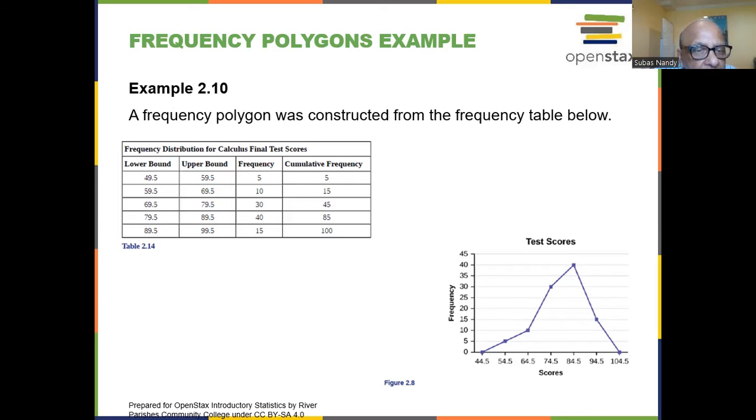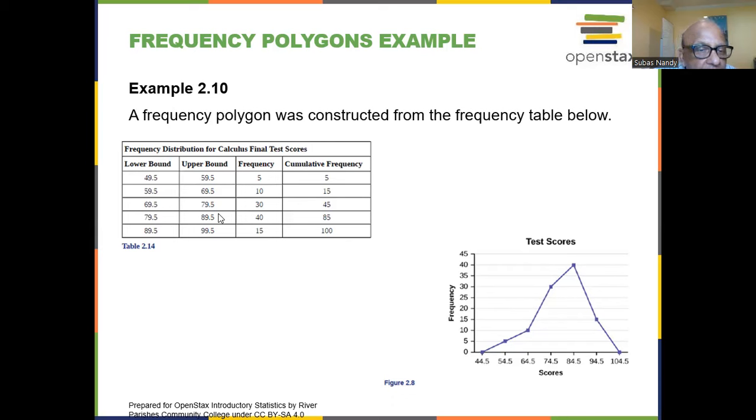Next one, what did they do? They took the middle of 59.5 and 69.5, which is 64.5, which is the x value, and the corresponding y value, the frequency in that class, is 10, and so forth. Next one will be 74.5, frequency y value is 30. And next one, between 79.5 and 89.5, its midpoint is 84.5, and the frequency is 40.